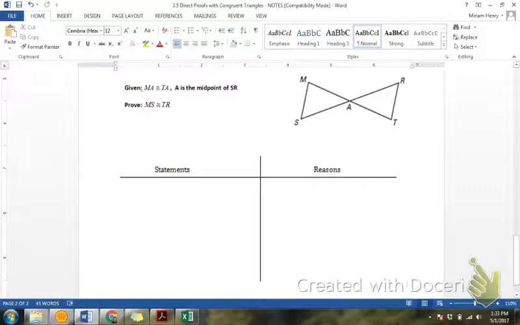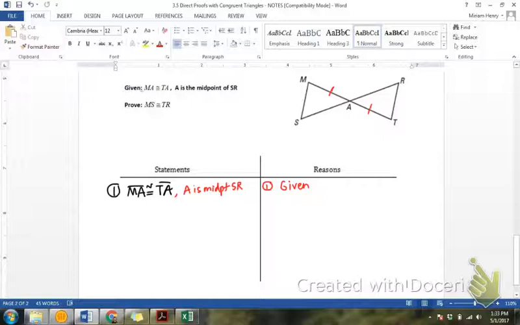All right, let's do a little check. So number 1, you guys have MA congruent to TA. And I saw everybody marking that. MA and TA. And then it says A is the midpoint of SR. Number 1 reason is always given, right? So you guys have that. If A is the midpoint of SR, Tylea, what do I know? If A is the midpoint of SR, what do you know? Tylea.